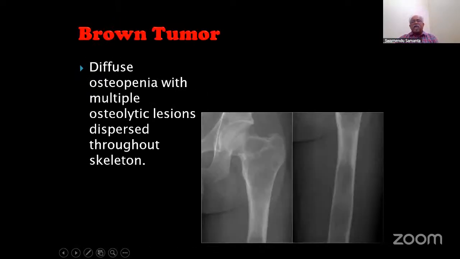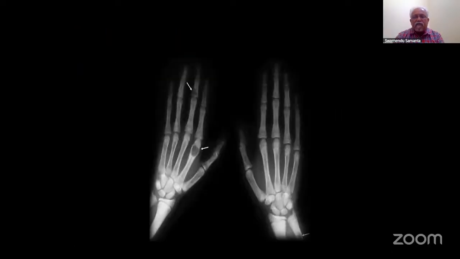Brown tumor, another thing you should not forget. This is a diffuse osteopenia with multiple osteolytic lesions dispersed throughout the skeleton. Also you have to investigate and prove that you are dealing with a brown tumor. Even sometimes if you take the X-ray of both hands and you see this sort of osteolytic lesion in your hand, immediately you should suspect that you are probably dealing with a brown tumor.